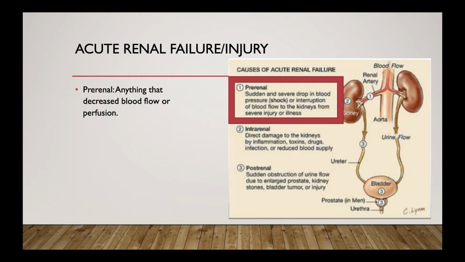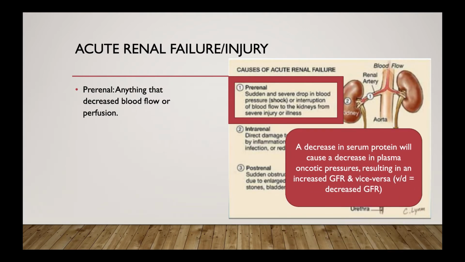So for some reason we have low urinary output, we have abnormal UA, abnormal creat, abnormal BUN. The kidneys are just not working right. But the problem is something that happened before we ever got to the kidneys. They're just being starved of what they need to do their job.